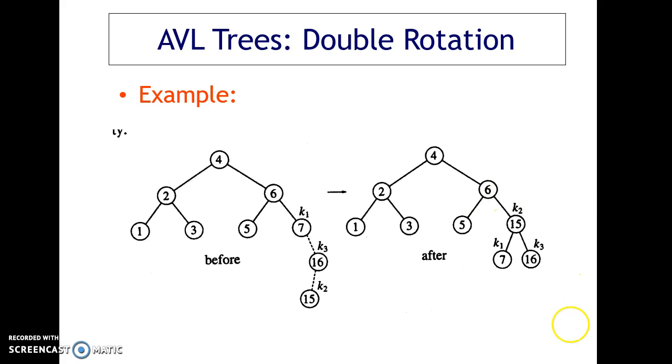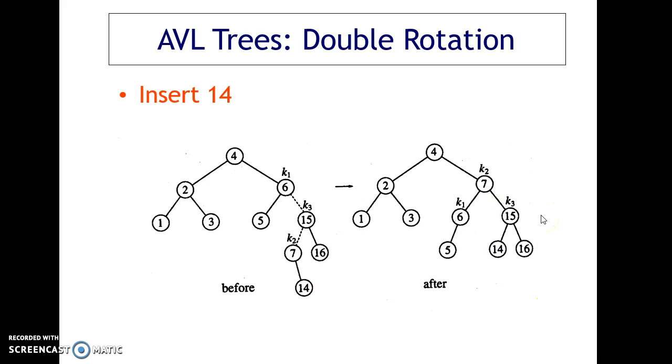Suppose I am inserting a new node called 15 here. When I insert 15 here, this is the unbalanced part. It is an insertion into the right subtree of the left child. So in this case I have to perform a double rotation. This is the output of this case.